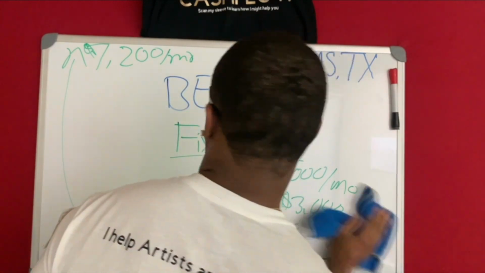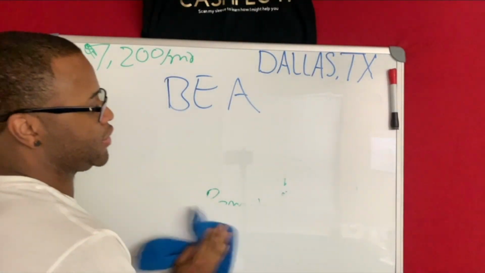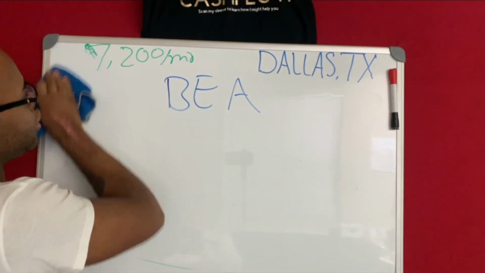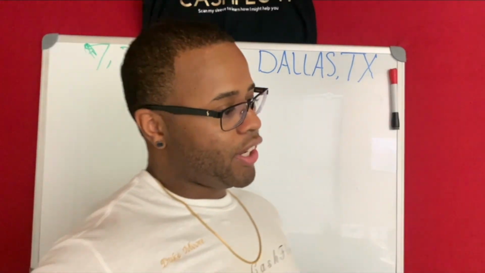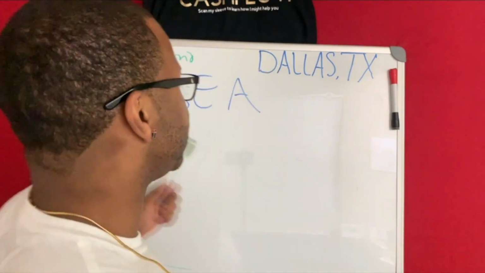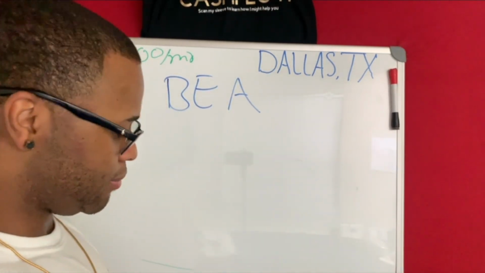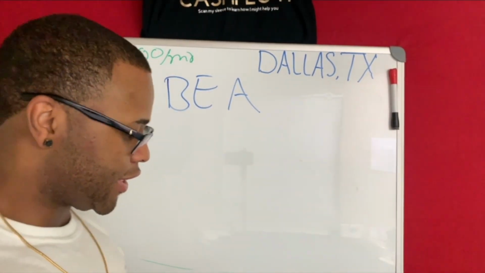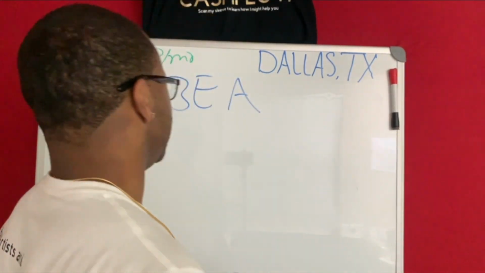So we talked about our fixed cost. So we know our fixed cost is $7,200 a month. In order for us to stay in business, continue doing what we do, we need to find a way to make $7,200 a month. Okay, so let's say we sell songs. Let's say we sell a song.